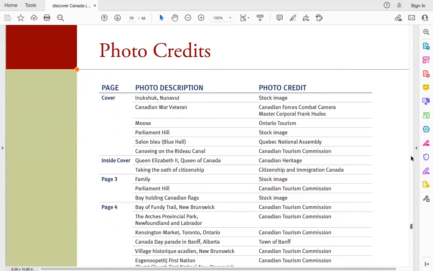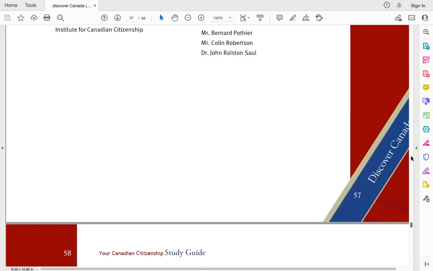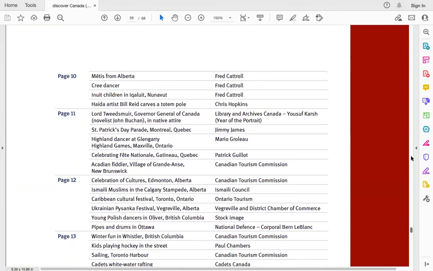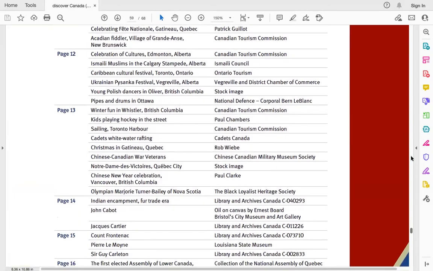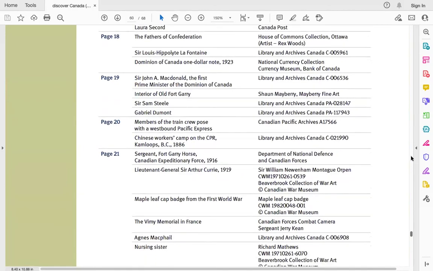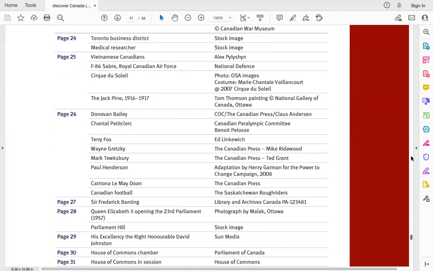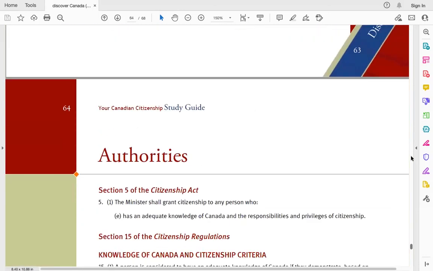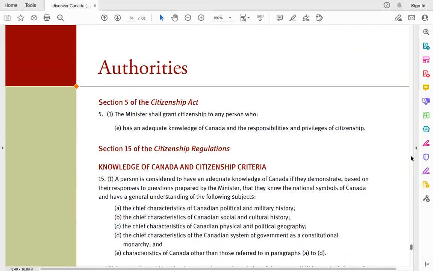Authorities. The following are the legal authorities under which Canada's citizenship program is administered. Section 5 of the Citizenship Act. Section 5, subsection 1. The minister shall grant citizenship to any person who has an adequate knowledge of Canada and the responsibilities and privileges of citizenship. Section 15 of the Citizenship Regulations. Knowledge of Canada and citizenship criteria.